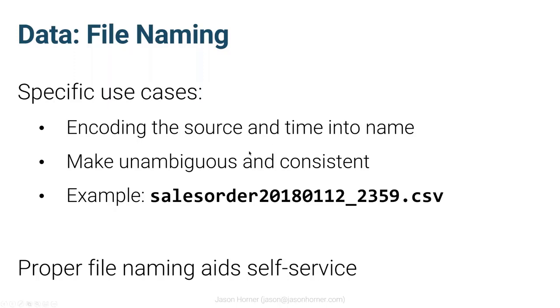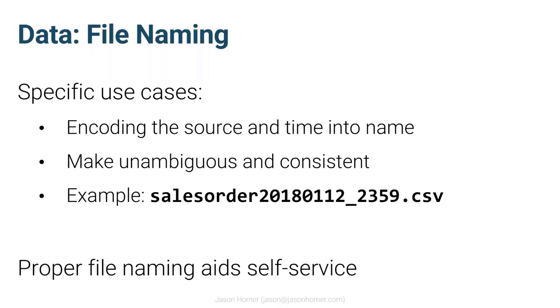So you can see here that this is from a table called sales order. It's got a date of 2018, January 12th at 23:59, right? And then it's a CSV file. So I make this all consistent. A key thing to note about Azure Data Lake Storage is it is case sensitive.